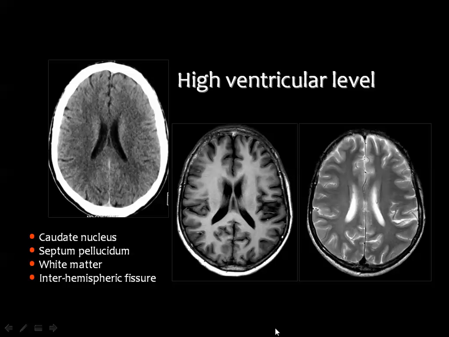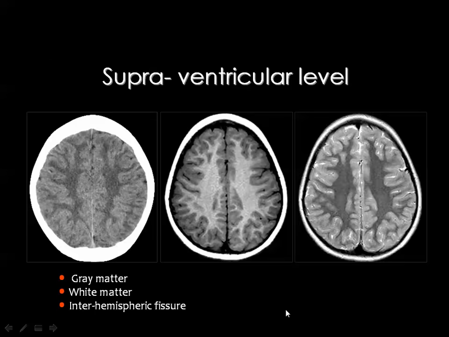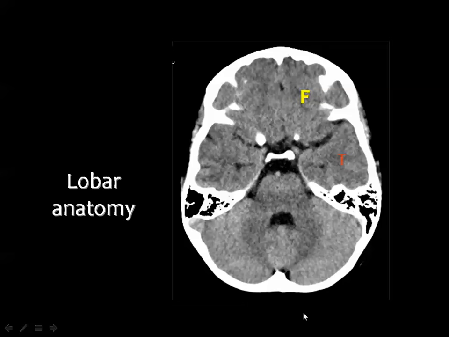Then in this area, you can see the white matter and the gray matter. The white matter in the CT and the T2 weighted images looks more dark, while the gray matter in the CT and T2 weighted images looks more bright. But in the T1 weighted image, the white matter is white and the gray matter is gray. Then going up, you will see the white and the gray matter of both cerebral hemispheres, and they are separated by the interhemispheric fissure, and the demarcation between the gray and the white matter is known as the gray-white matter interface.